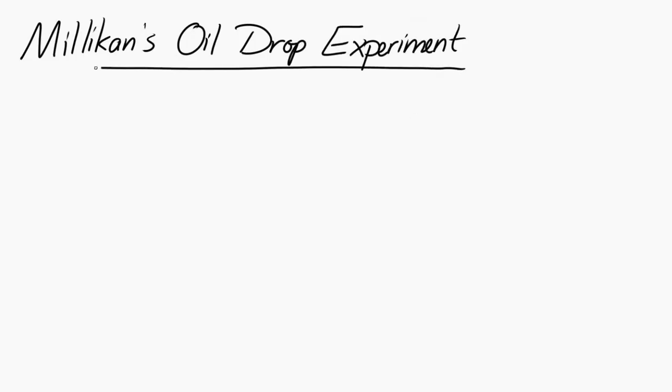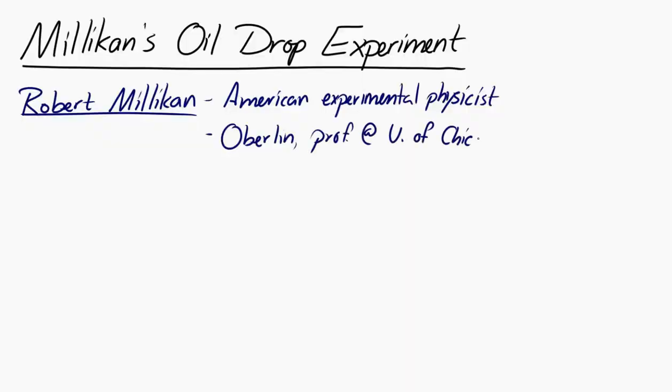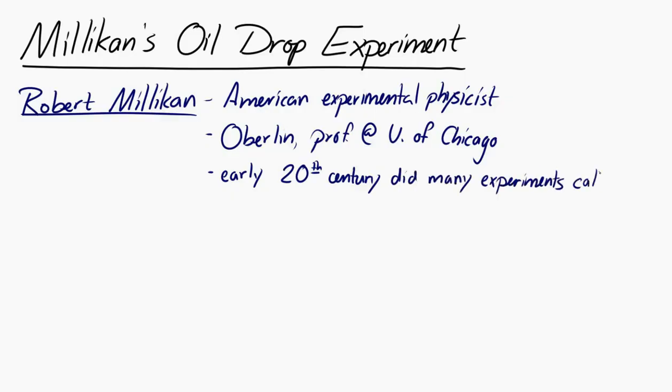Let's take a look at Millikan's oil drop experiment. Robert Millikan was an American experimental physicist. He went to Oberlin, he was a professor at the University of Chicago, and in the early 20th century, he did a series of experiments that collectively were known as Millikan's Oil Drop Experiment.